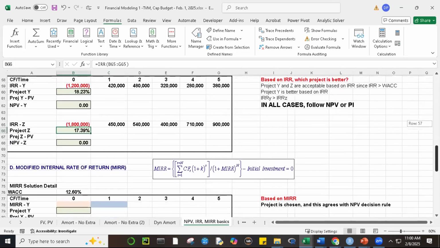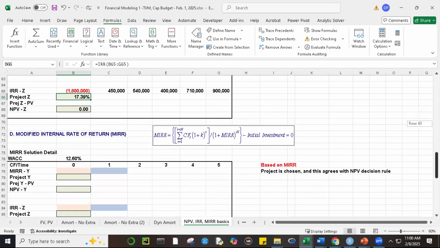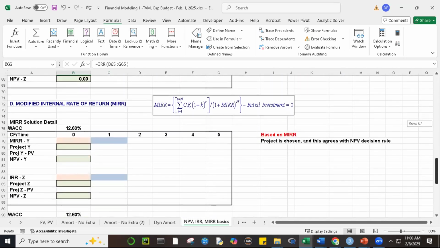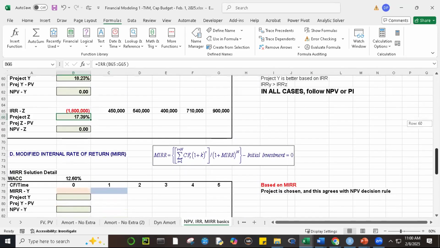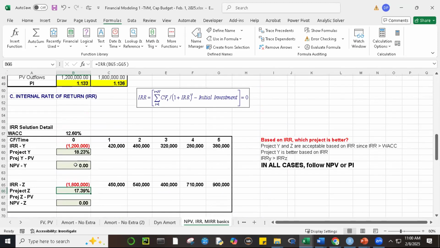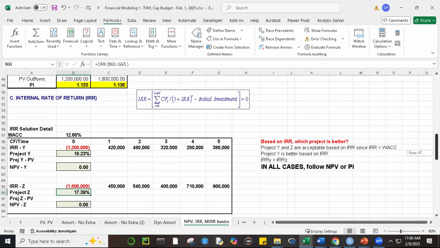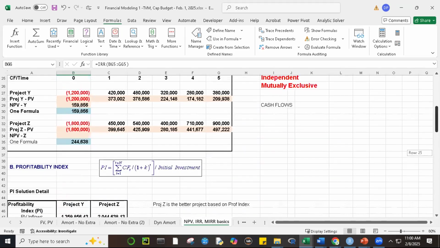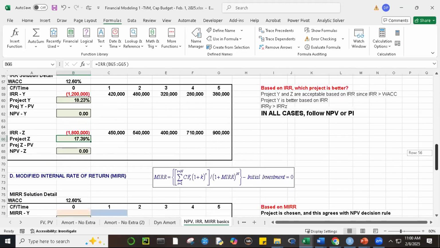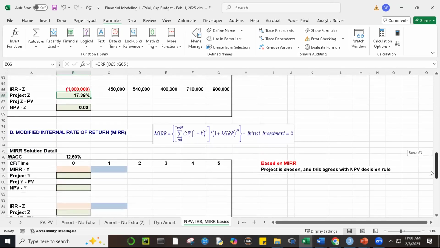Okay, so how do we decide? Because in this case, project Y seems to be better compared to project Z. Now, when there's a conflict between NPV and IRR, the NPV will always prevail. It's because of how your IRR is computed. There are some assumptions made when you compute for IRR, making it more theoretically inferior to NPV.